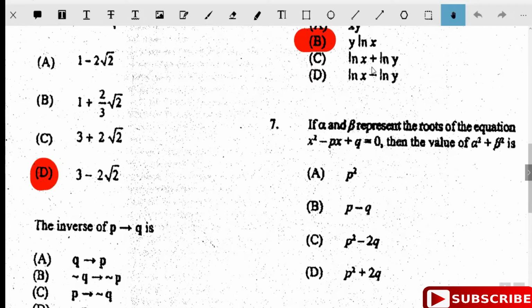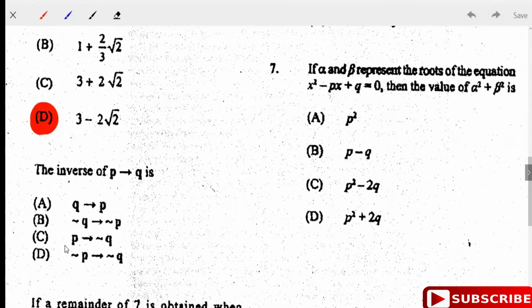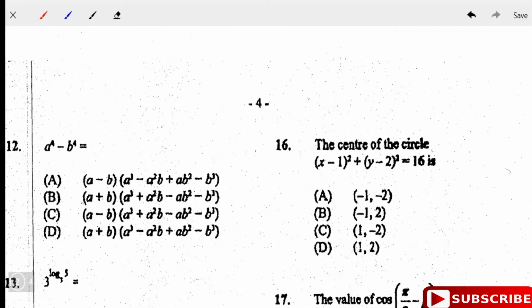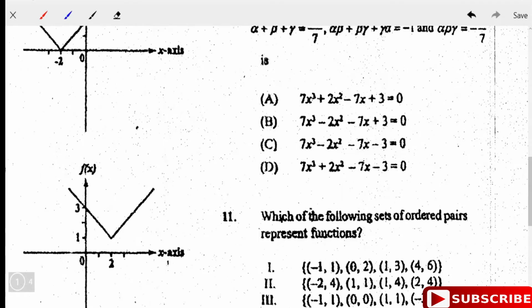Number 4, maybe number 4 as well. Yeah, that's D. Why does it keep doing this?